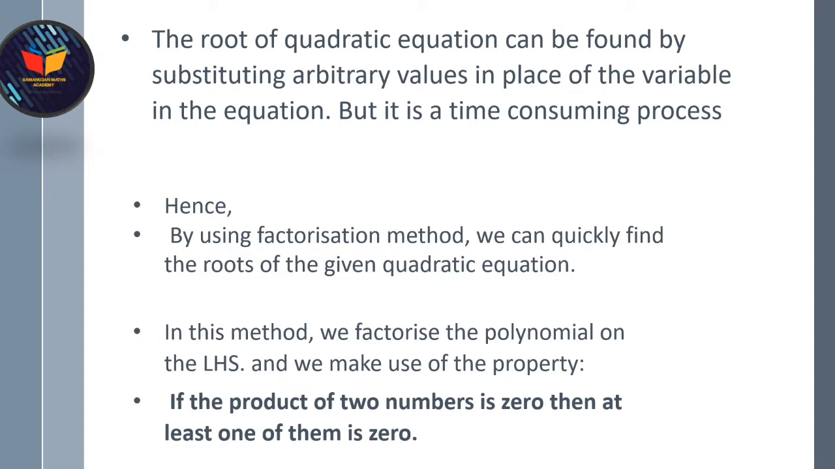In this method, we factorize the polynomial on the LHS and we make use of the property that if the product of two numbers is 0, then at least one of them is 0. If you are taking A into B is equal to 0, here are two numbers A and B. So what is our property? If the product of two numbers is 0, then at least one of them is 0. So here at least A or B is 0. That time A into B is equal to 0.